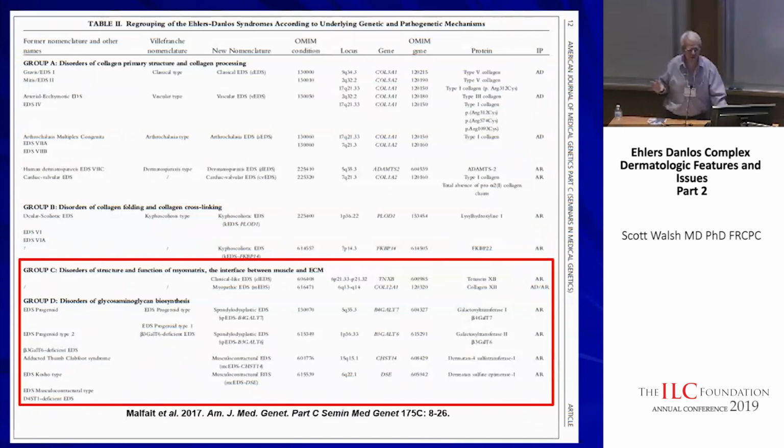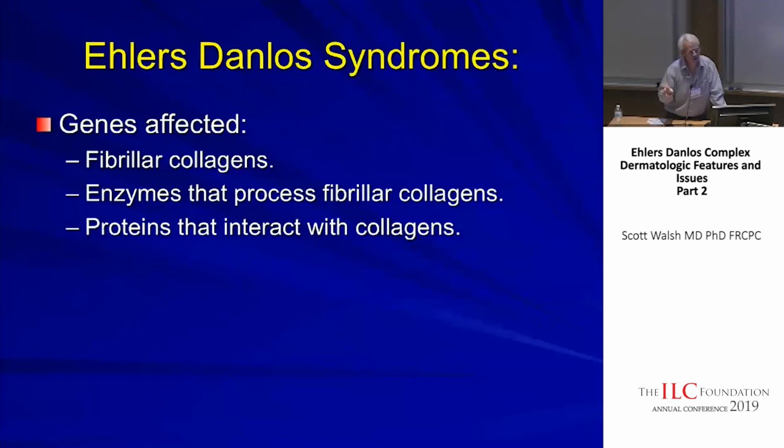So the genes affected are the fibrillar collagens, and I'll tell you what fibrillar means. It's sort of like where you take 3 ropes and intertwine them together, and that's a fibril of collagen. There are proteins that strengthen that collagen molecule, and they can be wrong. And then there's proteins that hold it in place, and something can be wrong with one of them.